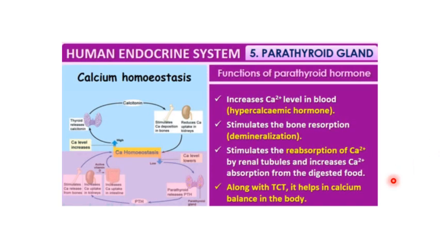The functions of this gland include: increase the calcium level in the blood. So they are called hypercalcemic hormones. They stimulate the bone resorption, that is demineralization. They stimulate reabsorption of calcium by renal tubule and increase calcium absorption from the digested food. Along with TCT, it also helps in calcium balance in the body.